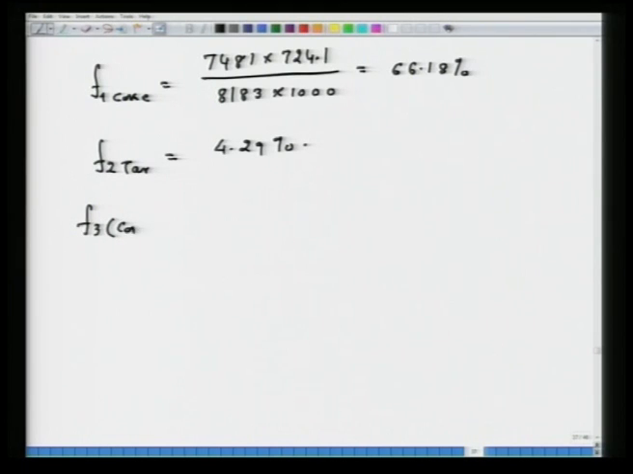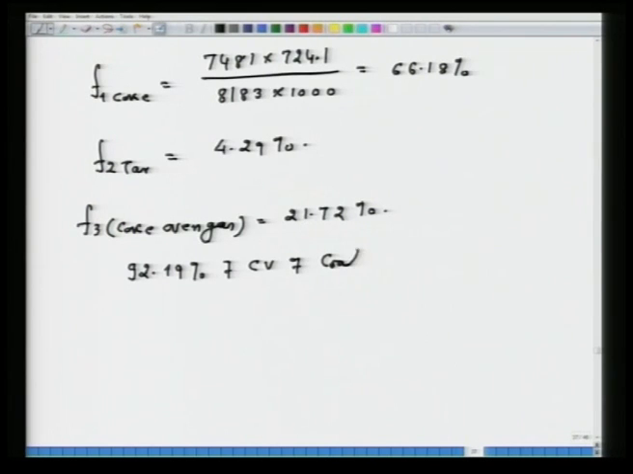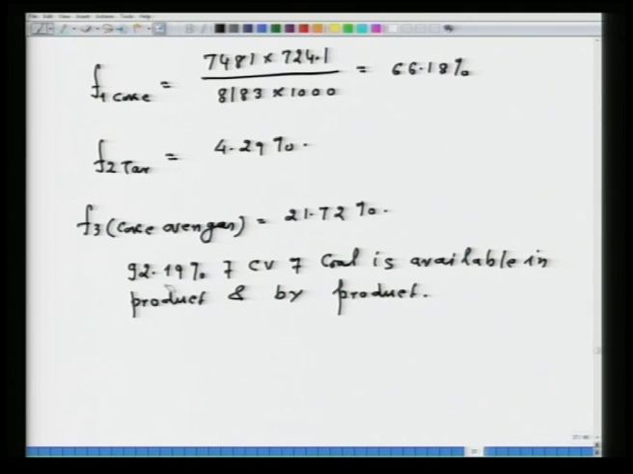F3 for coke oven gas will be equal to 21.72%. Now, if I add all these percentages together, then I will get that 92.19% of the calorific value of coal is available in product and byproduct.